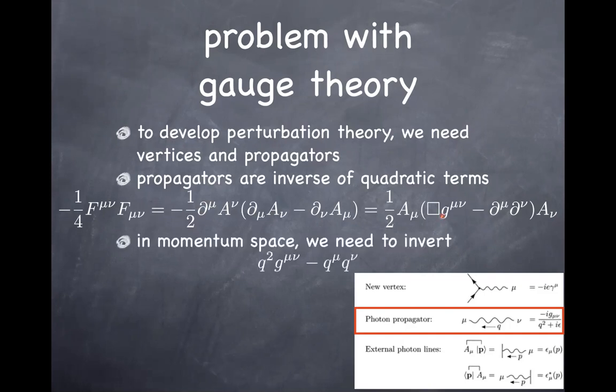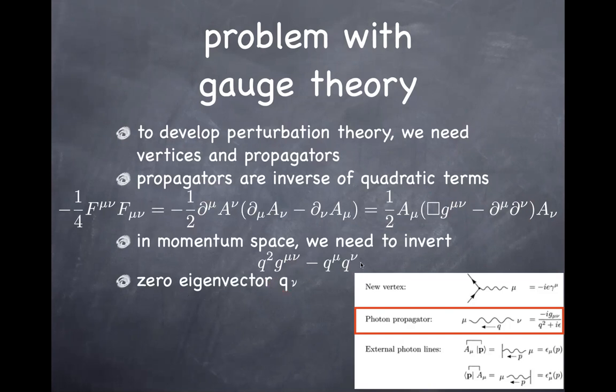I go to momentum space, and so box turns into negative q squared. The derivative turns into i q mu. So the thing in the parentheses turns into q squared g mu nu minus q mu q nu, with a minus sign I left out. And the question is whether I can invert this matrix in the mu nu space.